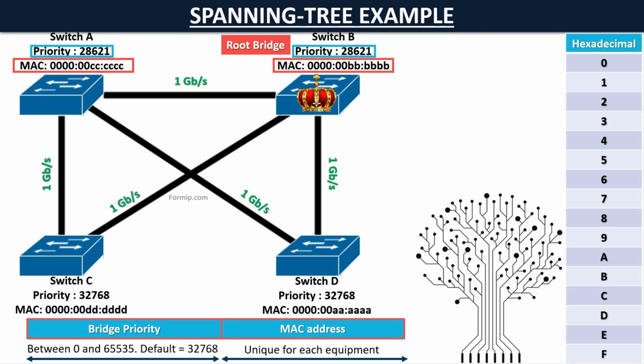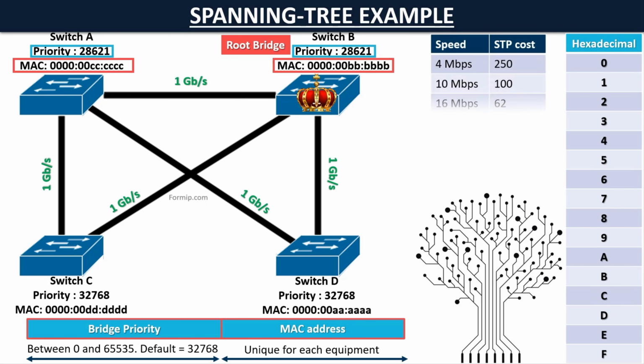The second step is to elect the root ports. When a switch recognizes that it is not the root, it marks the port on which it receives these BPDUs as its root port, and if there are several paths, then it will choose the one that is the least expensive, that is to say, the fastest.